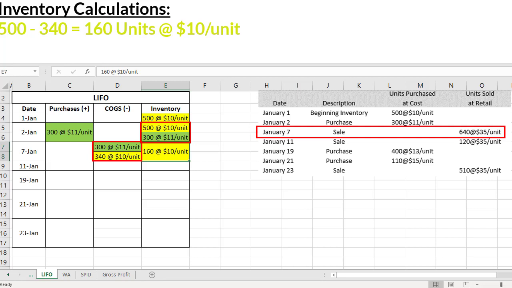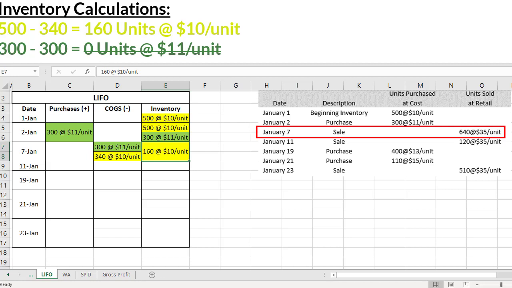As for the green units, we can take the 300 in our previous inventory and subtract the 300 sold to get 0 units remaining. Since there are none left, there's no need to list them in the inventory column.